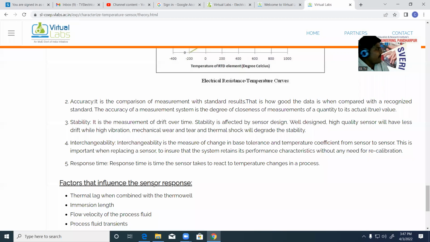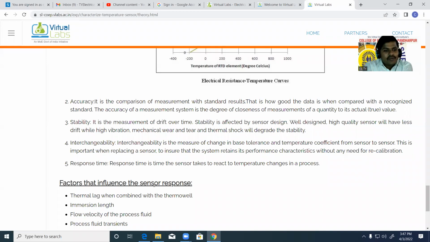What happens to device stability? It reduces. Suppose we are considering a motor, if the vibration is there, then it will not give stable operation. So this is nothing but stability.